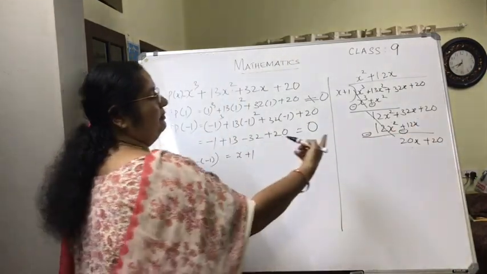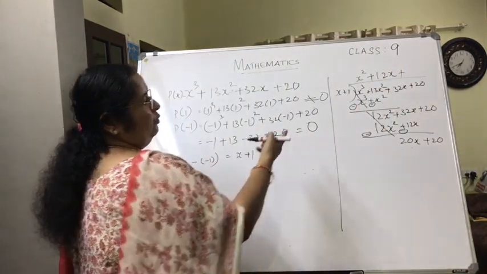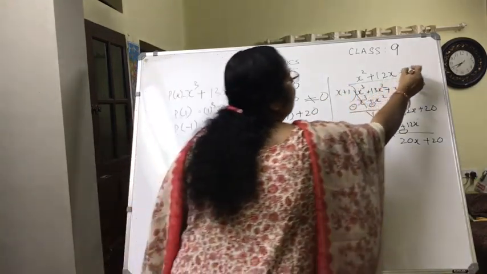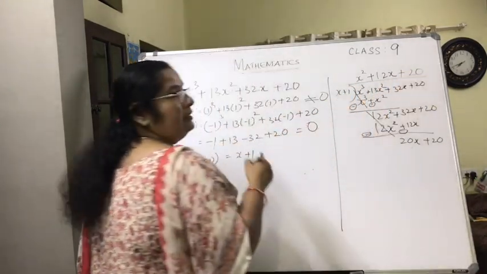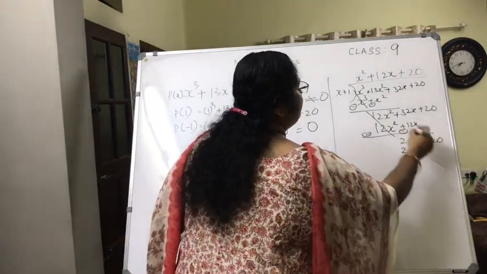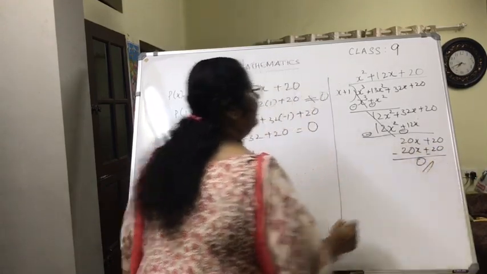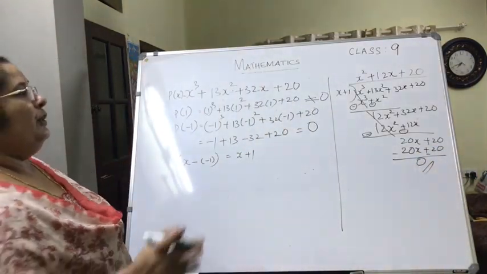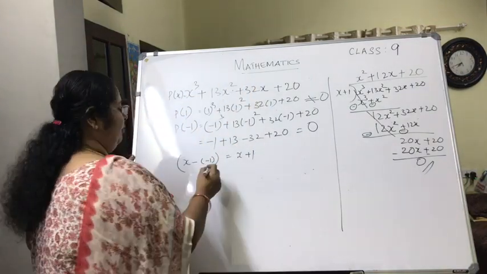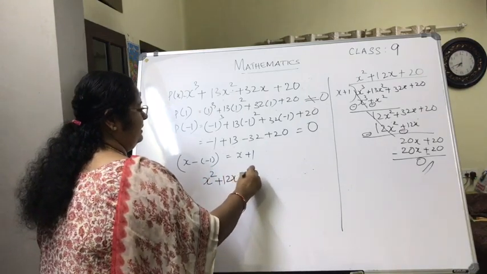Now the third term. Here it is positive, so third term is also positive. Now with what you should multiply to get 20x? X into 20. So the quotient term will be 20. 20 into x is 20x. 20 into 1 is 20. Subtracting, what you get? The remainder as 0. So now you have got the quotient as a quadratic polynomial. What is it? X square plus 12x plus 20.